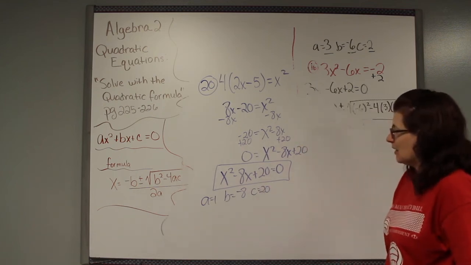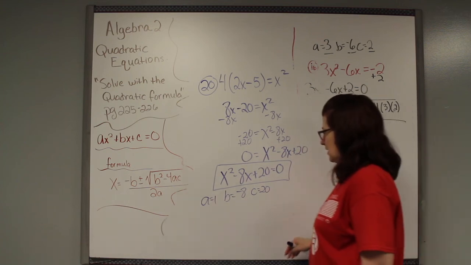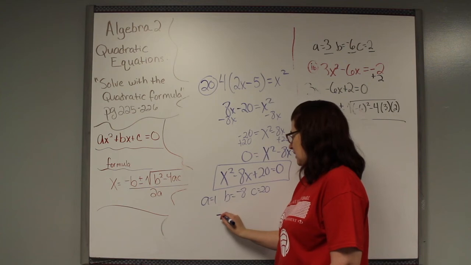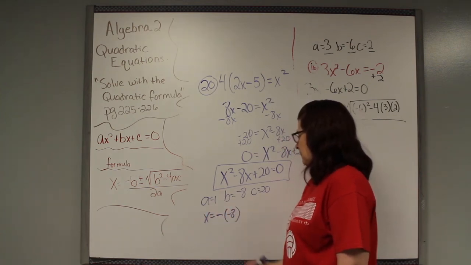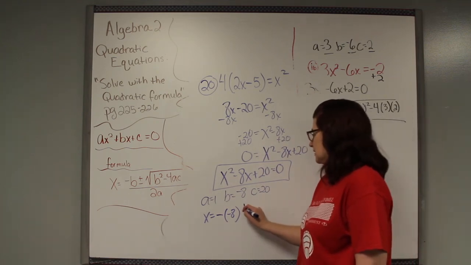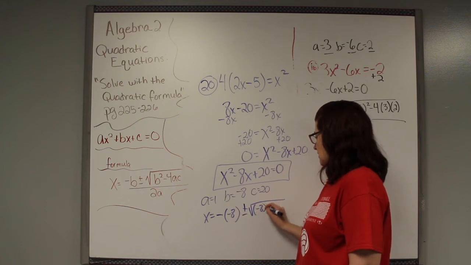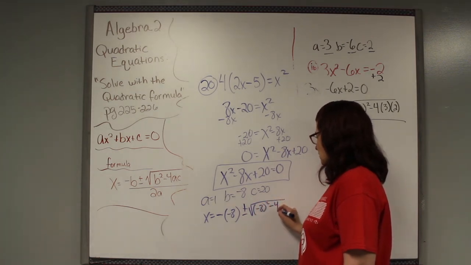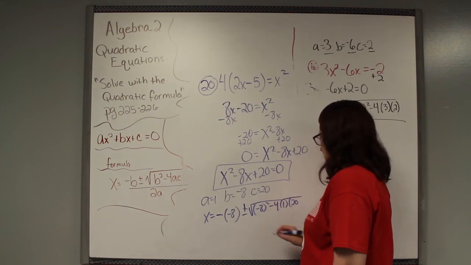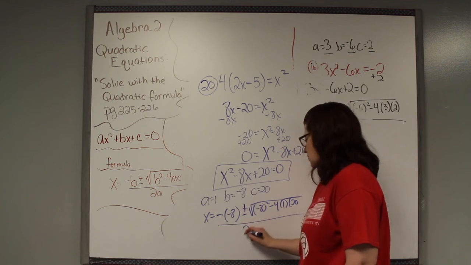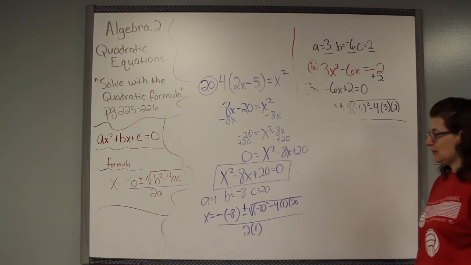Alright, and now I'm going to put them in the formula, and I'll do that right here, and then I'll start working up here. So I have negative B, plus or minus the square root of B squared minus 4 times A times C all over 2 times A. Okay, I got it plugged in.